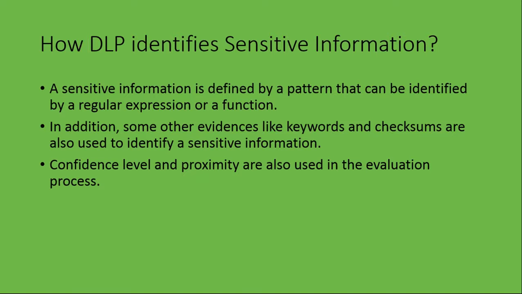Proximity means we can give a range, that in these 300 characters, if you find these sensitive numbers, then let me know, and it will be categorized as a sensitive document. I will show you all these examples of how we can provide these parameters and how we can write a query to find the sensitive documents.